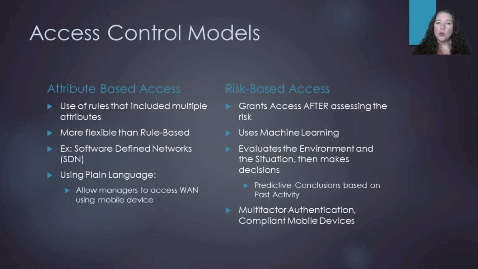The last one is risk-based, and this one's really kind of specific because it uses machine learning and AI to figure out what the risk is before it grants access. Using machine learning, using predictive conclusions based on the previous activities, we can actually look at the environment and the current situation and make the decision. Is this an appropriate thing for this user to be accessing this piece of information? Does it seem kind of weird? Is it something that might warrant some extra information before we just give them permission?